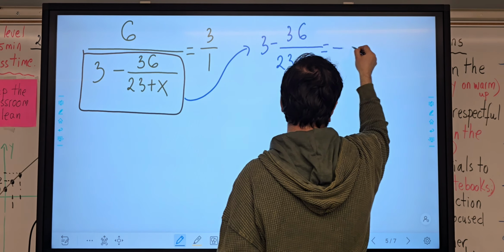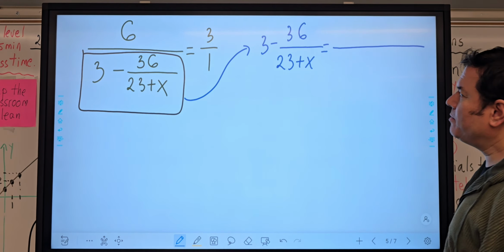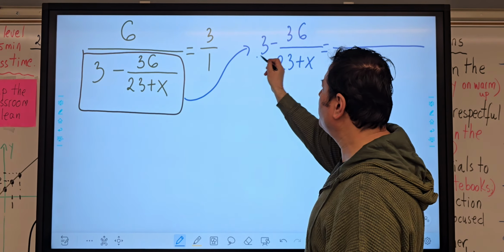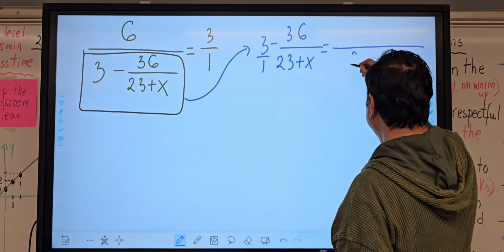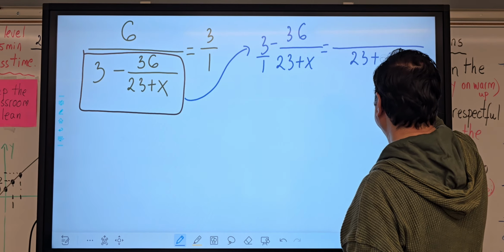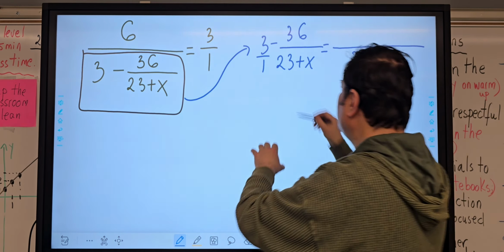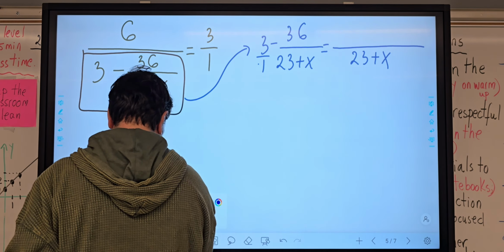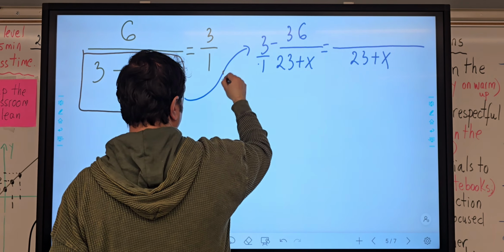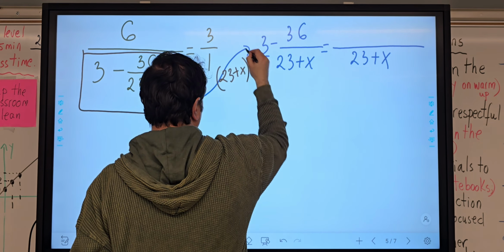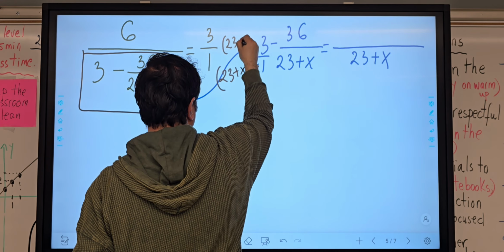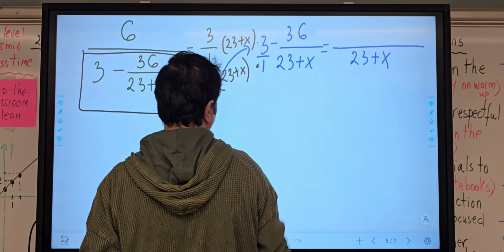And let's see what we get. And remember, we can write 3 as 3 over 1. And the common denominator is 23 plus x. So now we are going to multiply this one by 23 plus x over 23 plus x. Whatever we do on the bottom, we do on the top.